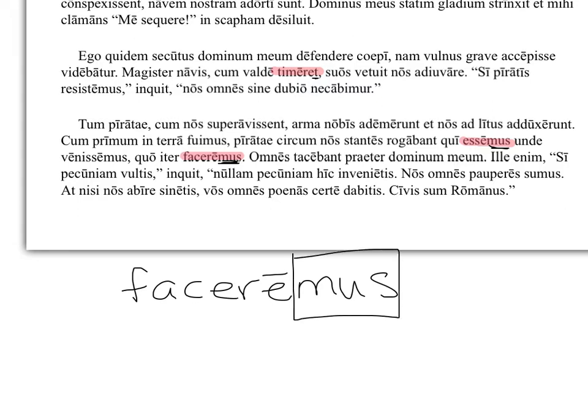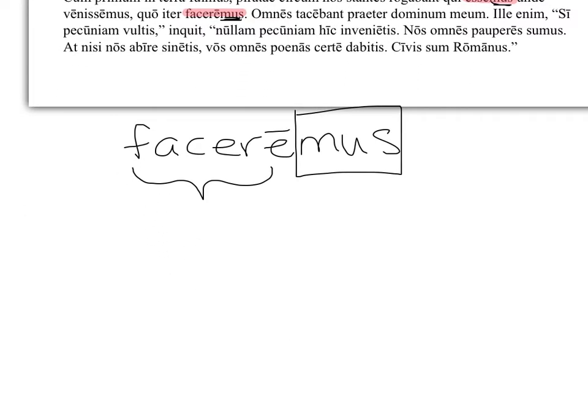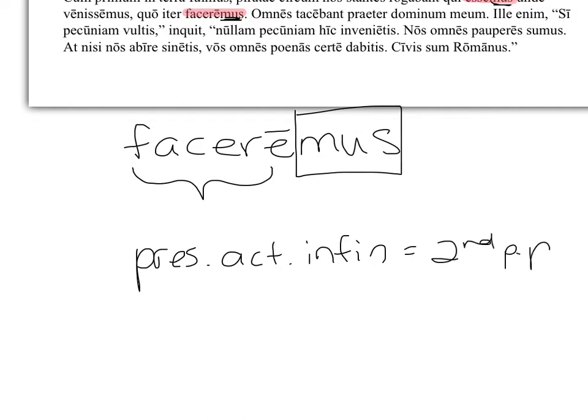If mus is the ending, what is this part? What is facere? Or if essemus, if mus is the ending, what is esse? Or if T is the ending, what is timere? What are those forms? We just reviewed them last week. Those are our infinitives, the present active infinitive, which is also one of your principal parts. So that's the second principal part. And when we take that infinitive plus the personal endings, so those are o, s, t, mus, tis, nt, we create a new form.